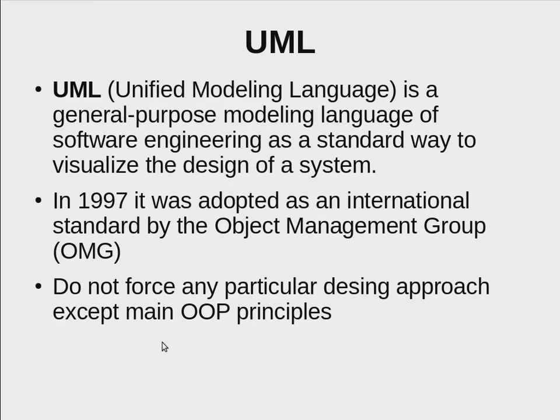So what is UML? UML is a three-letter abbreviation coming from Unified Modeling Language, and it is a standardized language adopted as an international standard and managed by a consortium called Object Management Group, or OMG, not oh my god, but Object Management Group. It is a standardized way to visualize the design of a system. And a system may be many things, not only software. A system may be a technological process, a business process, or some other thing.